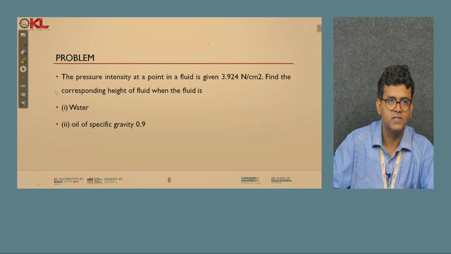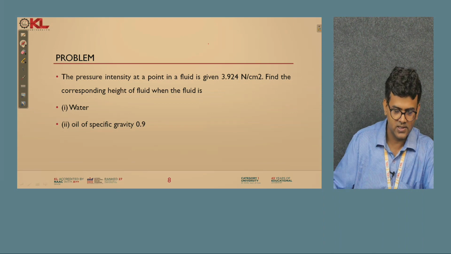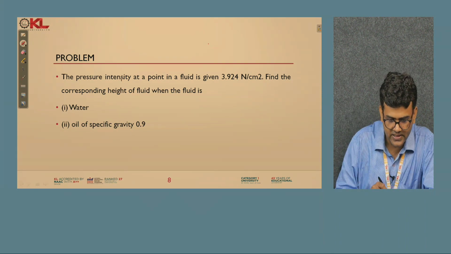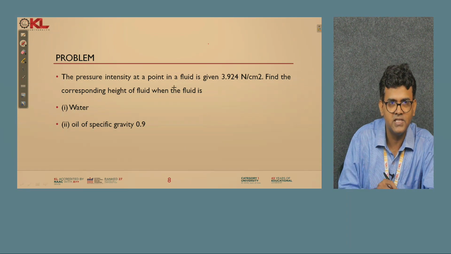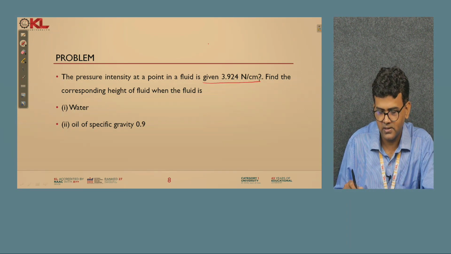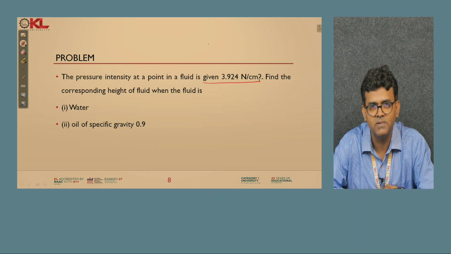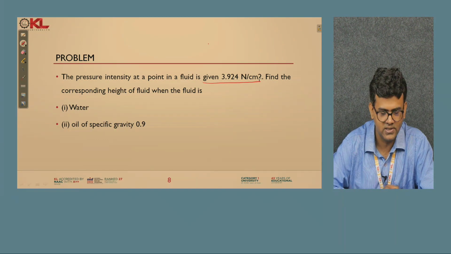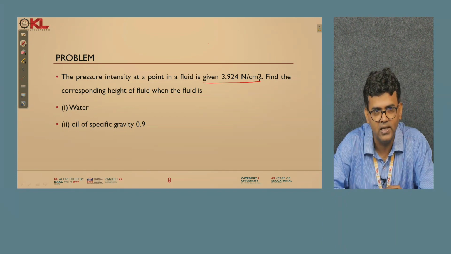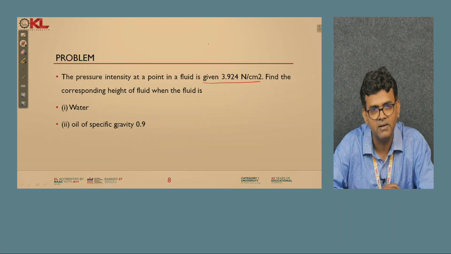Okay, let's discuss this problem first, then we will see. What is this problem? The pressure intensity at a point in a fluid is given as 3.924 Newton per centimeter square. Find the corresponding height of the fluid when the fluid is water, and when the fluid is oil with a specific gravity of 0.9.